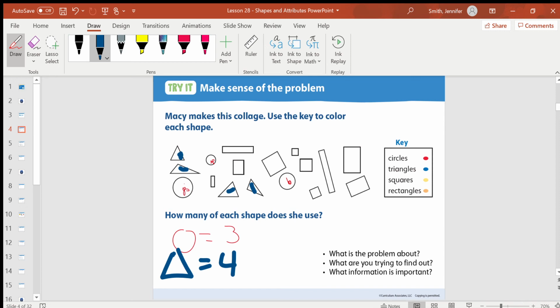Let's look at how many squares we have. We have 1, 2, 3, 4 squares. And how many rectangles do we have? We have 1, 2, 3, 4, 5, 6 rectangles. Did you get 3 circles, 4 triangles, 4 squares, and 6 rectangles as well?